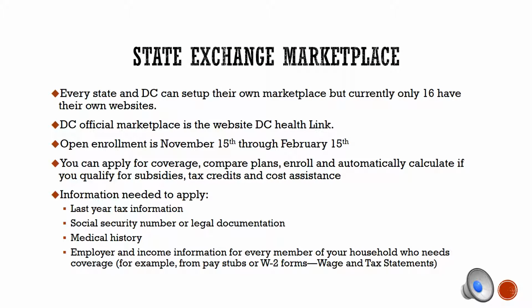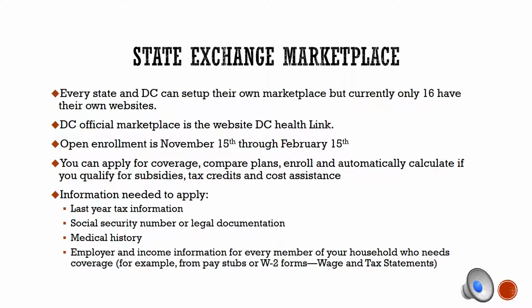Each state has its own marketplace, but currently only 15, including DC, have theirs set up. If applying from other states, you can enroll at healthcare.gov. You can access the District of Columbia's official marketplace through the website DC HealthLink. You can only apply during open enrollment, which is from November 15th through February 15th.